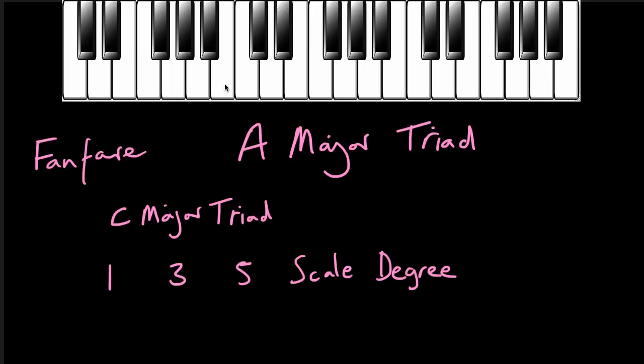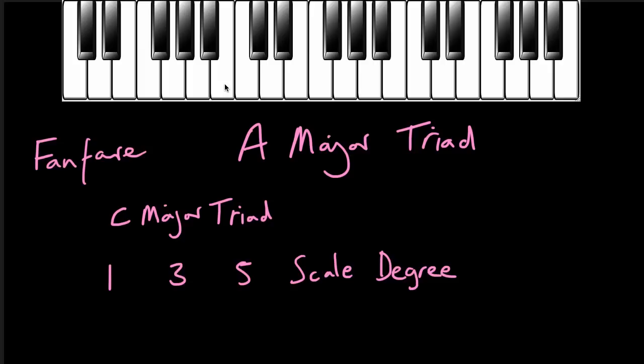So let's just remind ourselves what the C major scale looks and sounds like. So here's our C, and we go up through the pattern of tones and semitones that makes up the major scale, and this might be a good opportunity to revise the major scale if it's still a little bit fuzzy, because to build each of these triads we're going to need to identify the 1st, 3rd and 5th degrees of that particular major scale.